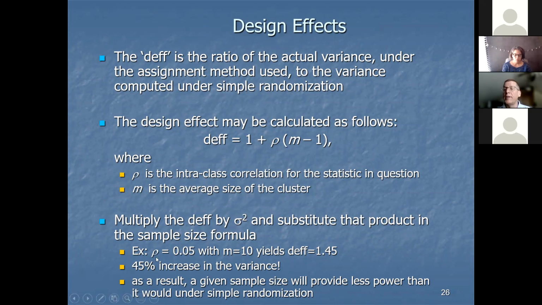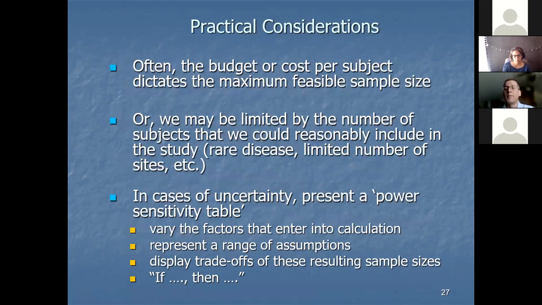So for example, if I have an intraclass correlation of 0.05 and an average cluster size of 10, if I plug that in here, I get a design effect of nearly 1.5. What that means is that I'm inflating the variance piece of that sample size formula by about 50%. So that's a big impact through using the cluster randomized type of design. So that's important to know.